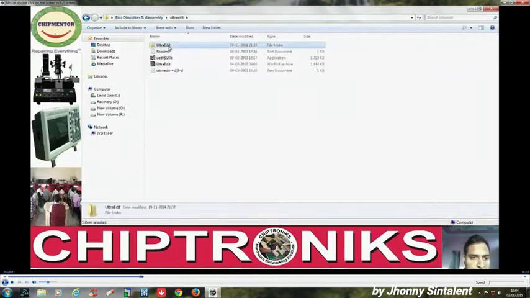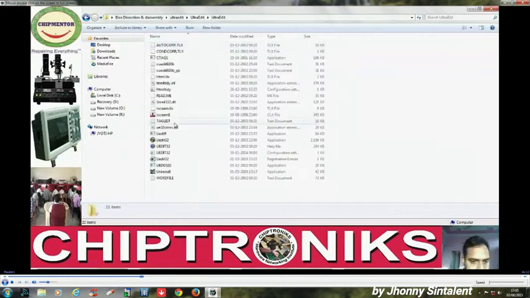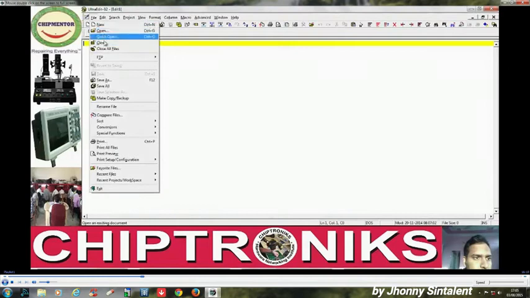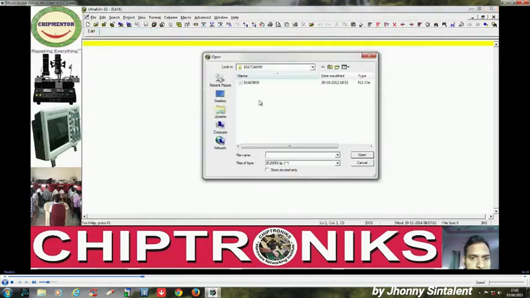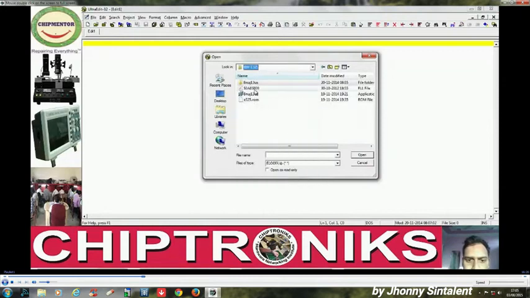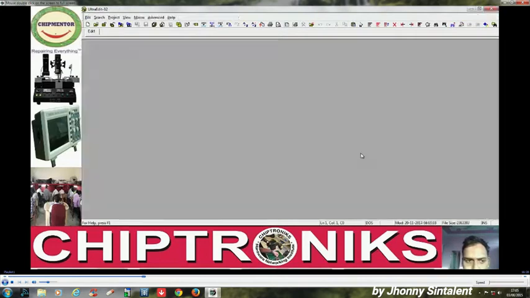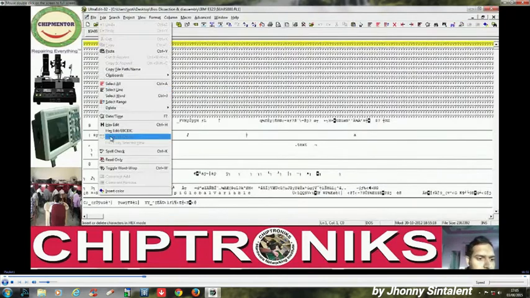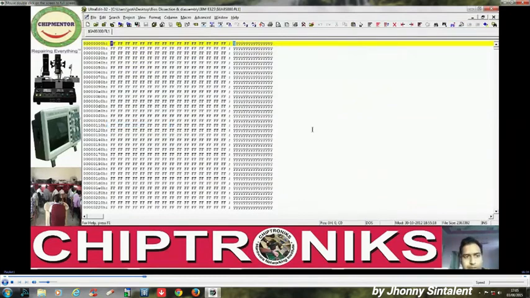I'll try it. We'll open it. Double click it and let's open this file. Our file is saved here in E325. This is our file. We open it, right? Let us rearrange it in hex editor. Yes. Now my file is hex rearranged.